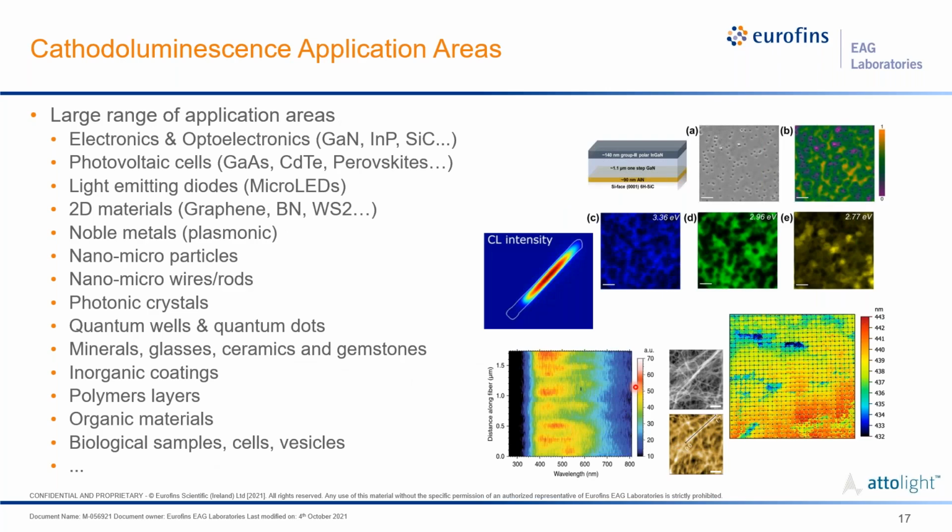So some of the application areas, is a large range of different applications, from electronics and optoelectronics to photovoltaics, to nanoparticles, light emitting diodes, polymers, and in some cases even biological samples. And so just a lot of different possibilities. If it's luminescent, we can potentially look at it and learn something from it.